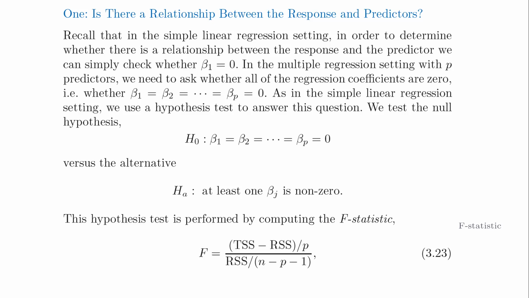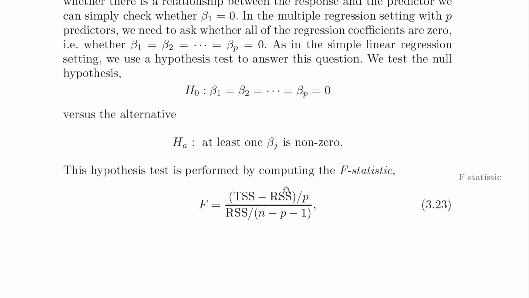As in the simple linear regression setting, we use a hypothesis test to answer this question. We test the null hypothesis, H0, that all the betas are 0, versus the alternative, and that would mean that there is, at the very least, one of these betas, beta j, that is non-zero. This hypothesis test is performed by computing the F-statistic.